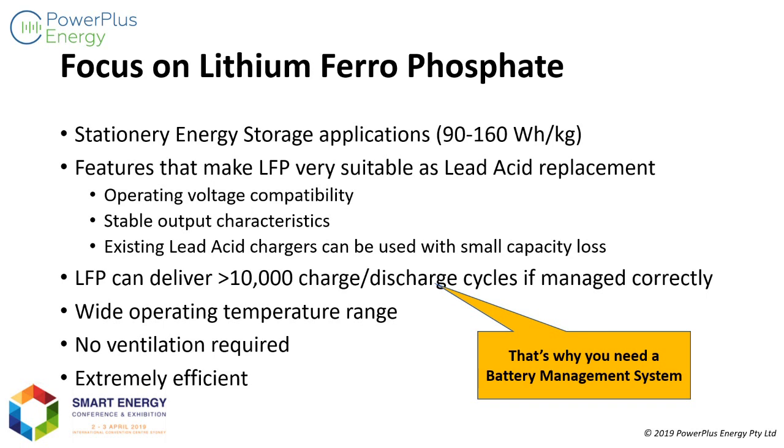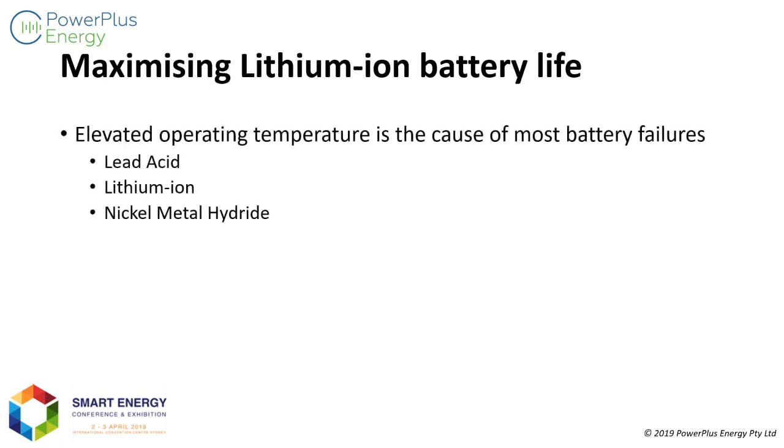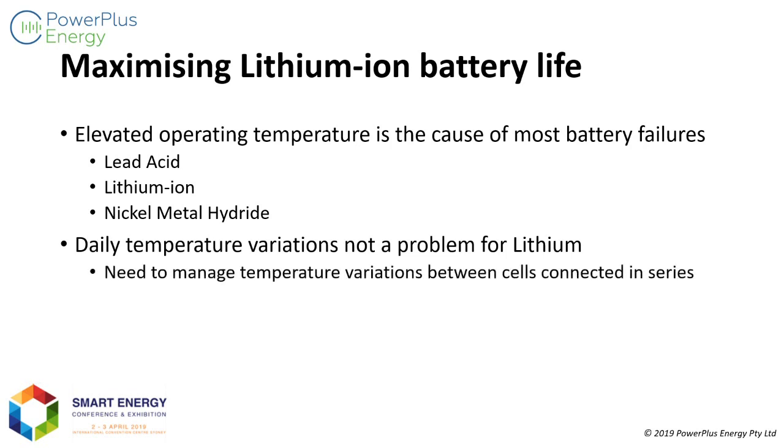So in order to maximize your lithium-ion battery life, what you have to avoid is elevated operating temperatures. And that's the same for any battery chemistry, because once a battery is running at a high temperature, you run the risk that the battery will be over-exercising its chemistries. So that applies to lead acid, lithium ion, or nickel metal hydride cells. The daily temperature variation is not a real problem for lithium because it's got a wide temperature range that it will operate over. But what you have to do is manage temperature variations between cells connected in series.